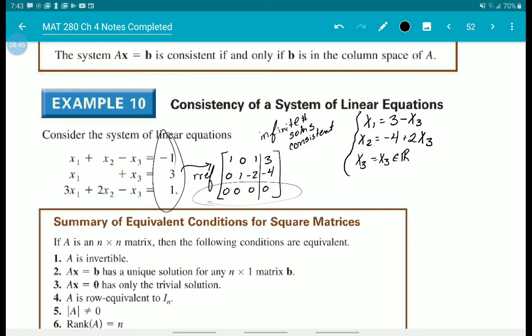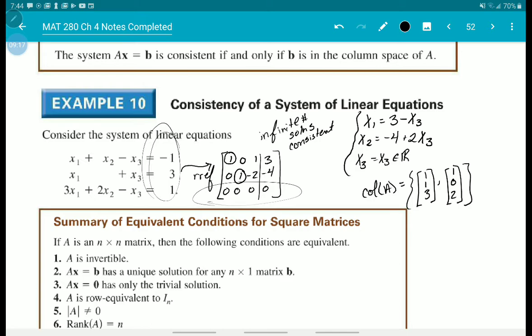So what is the column space of A? So we're going to find those leading ones, and we're going to use that first column and that second column of the original matrix. So there they are. So there's my column space, 1, 1, 3 and 1, 0, 2. So because this is a consistent system, we're guaranteeing that we can write that b column in terms of those 2 vectors. So let's try it.